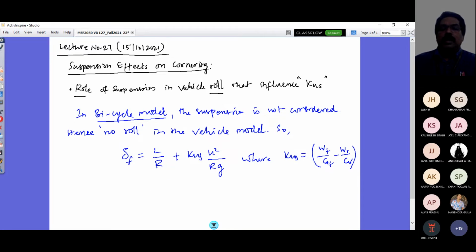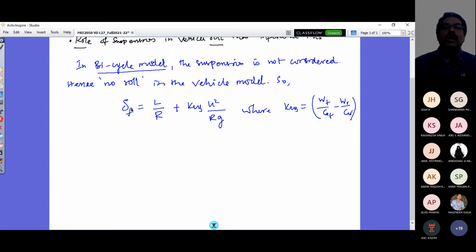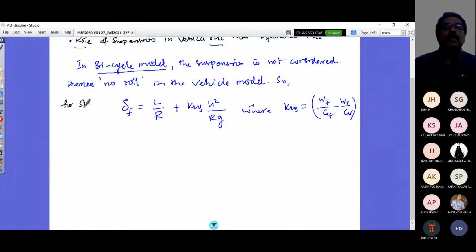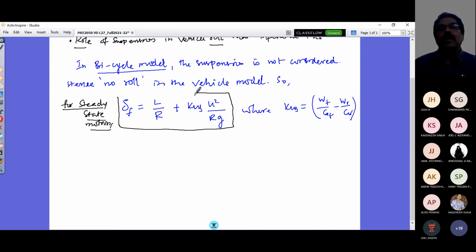Right. So this is what we have so far looked at in the bicycle model, particularly for steady state motion, right? This is for steady state motion. This is your fundamental governing equation.